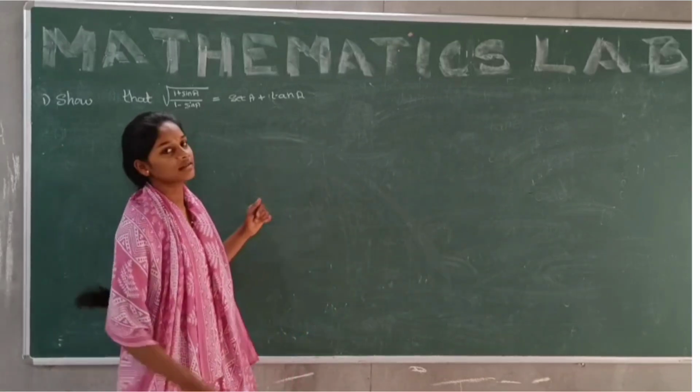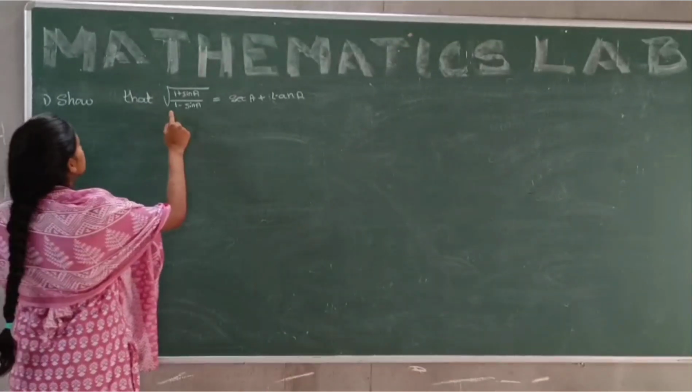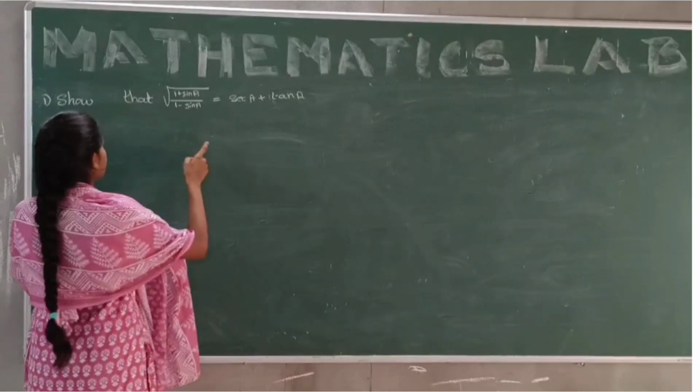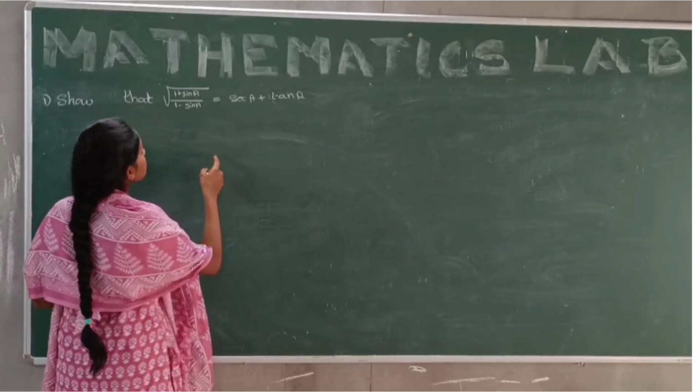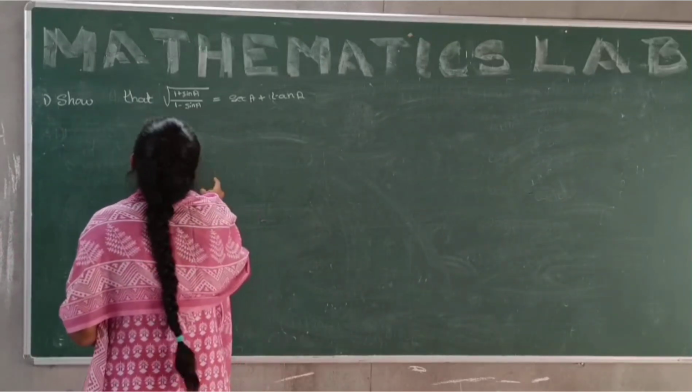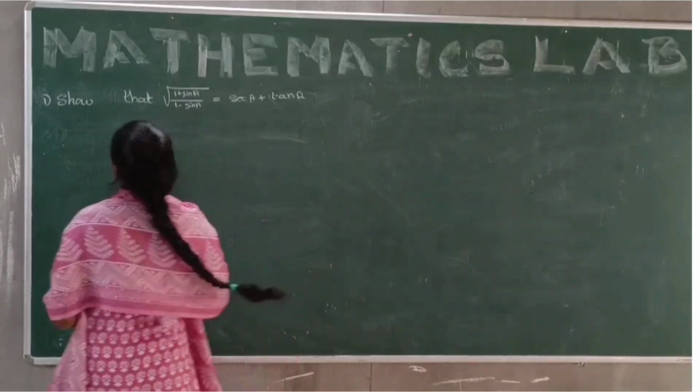Today I explain this sum. Show that root (1 plus sin A) by (1 minus sin A) equals secant A plus tan A. Solution.